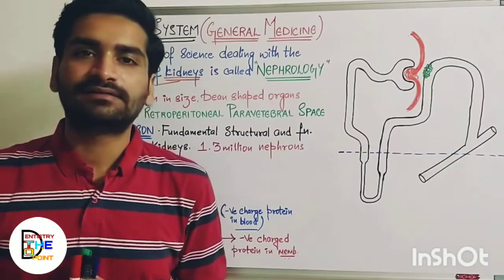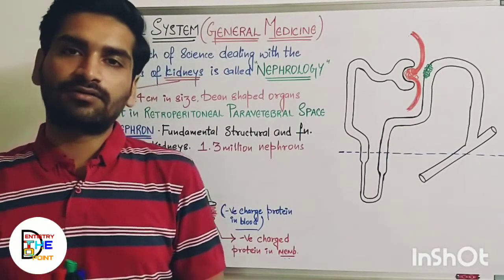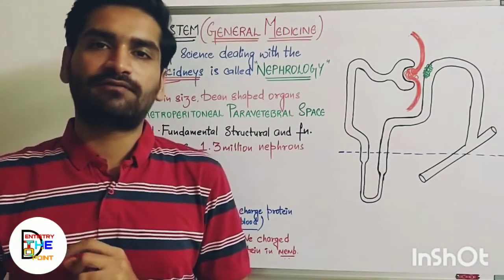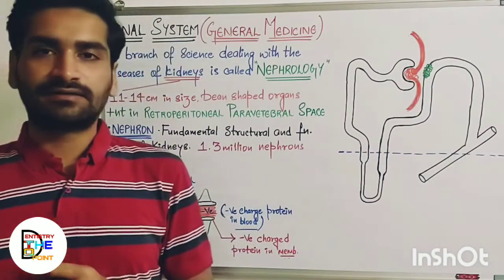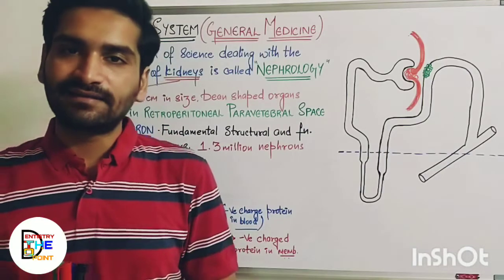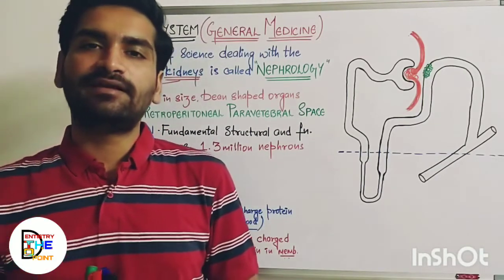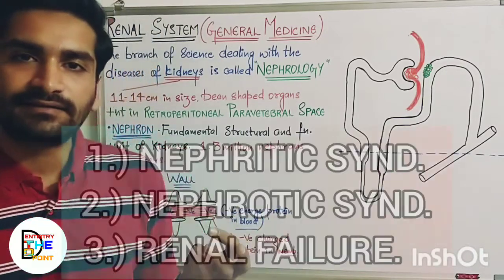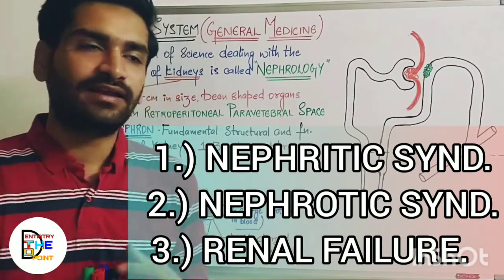So in our previous lectures of general medicine, we discussed pulmonary tuberculosis, which was the last topic for the respiratory system. Our next system which we are going to start is the renal system. Regarding the renal system, we need to learn three main diseases, that is nephritic syndrome, nephrotic syndrome and renal failure.